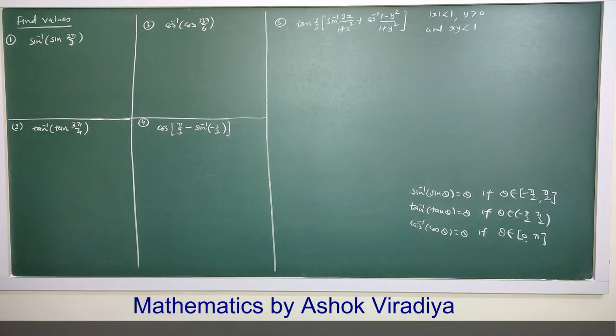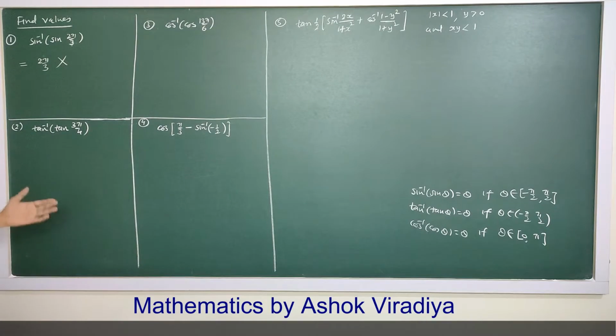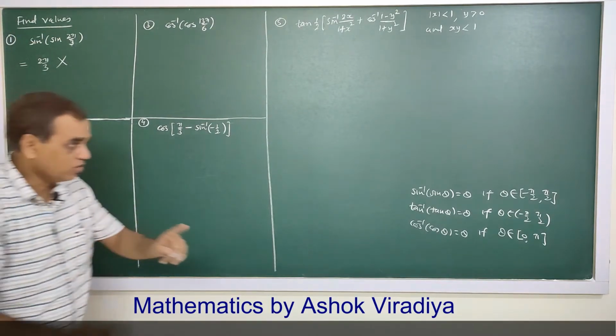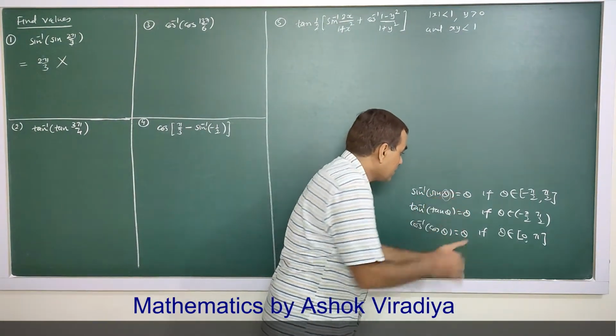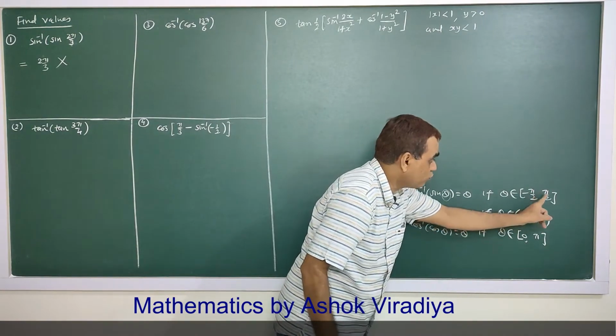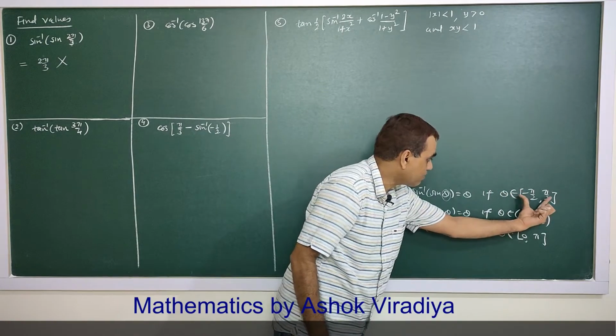Now to find these values, sine inverse sine 2 pi by 3. If I keep 2 pi by 3 here, then this is not correct. It is not like sine inverse sine is simply cancelled. But see, what is the rule? Sine inverse sine theta is theta if this number belongs to minus pi by 2 to pi by 2. It must belong to this closed interval minus pi by 2 to pi by 2.